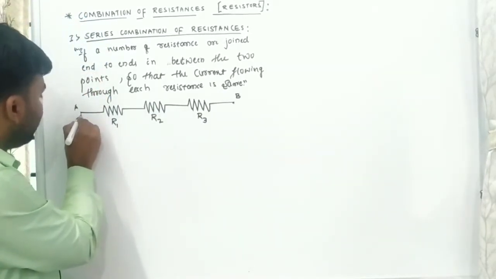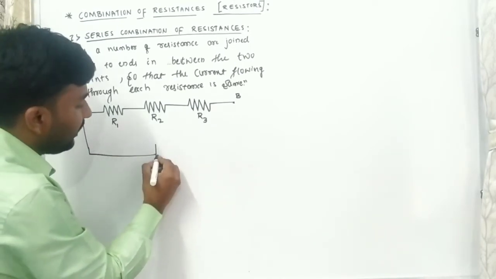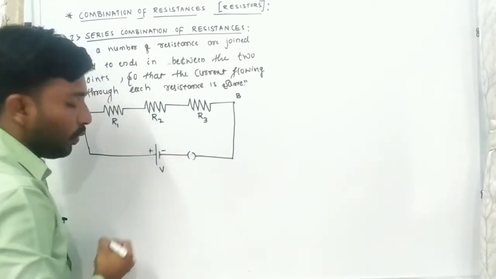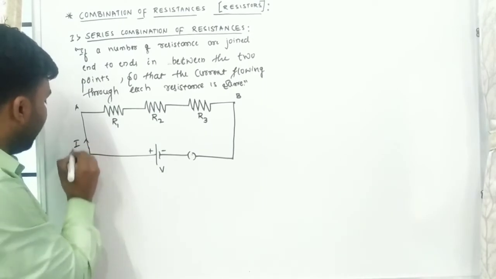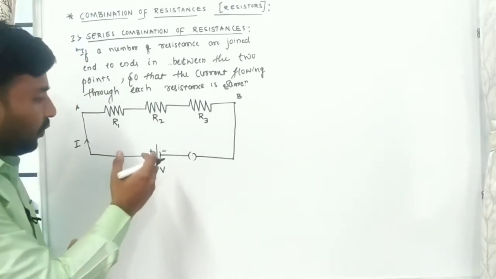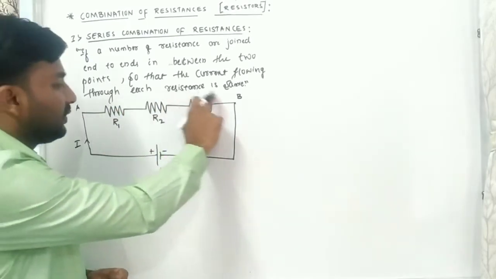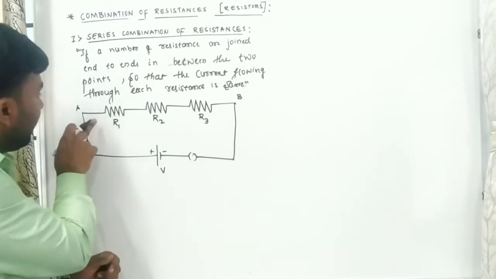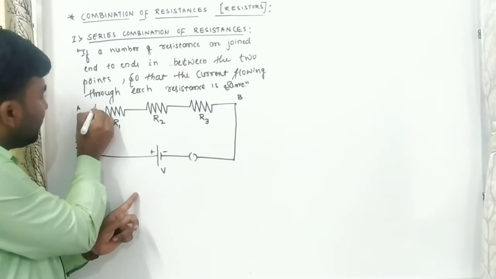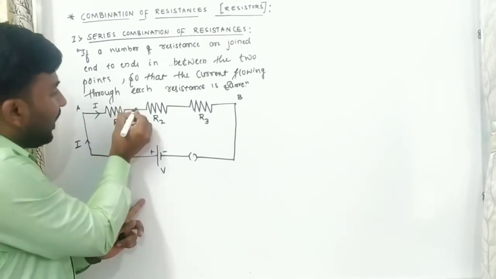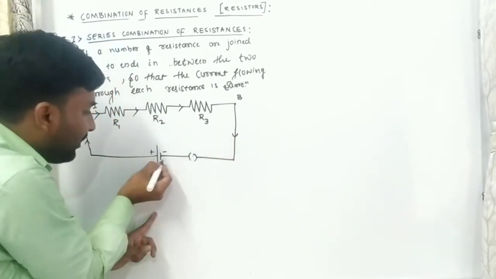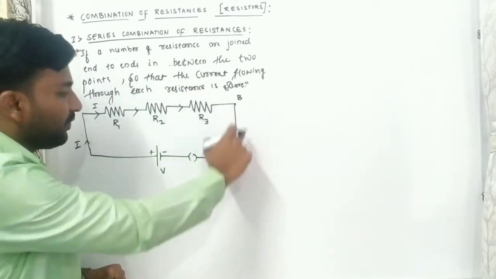Let me connect the electric cell along with the plug key. Let V be the potential difference, and let the current flowing through the circuit be I. Now, when the switch is on, the current will flow through the circuit. When the current enters at the point A, it has to pass through the resistor R1, then through the resistor R2, similarly R3, and it will enter the negative terminal. So this is the path for the flow of electric current.